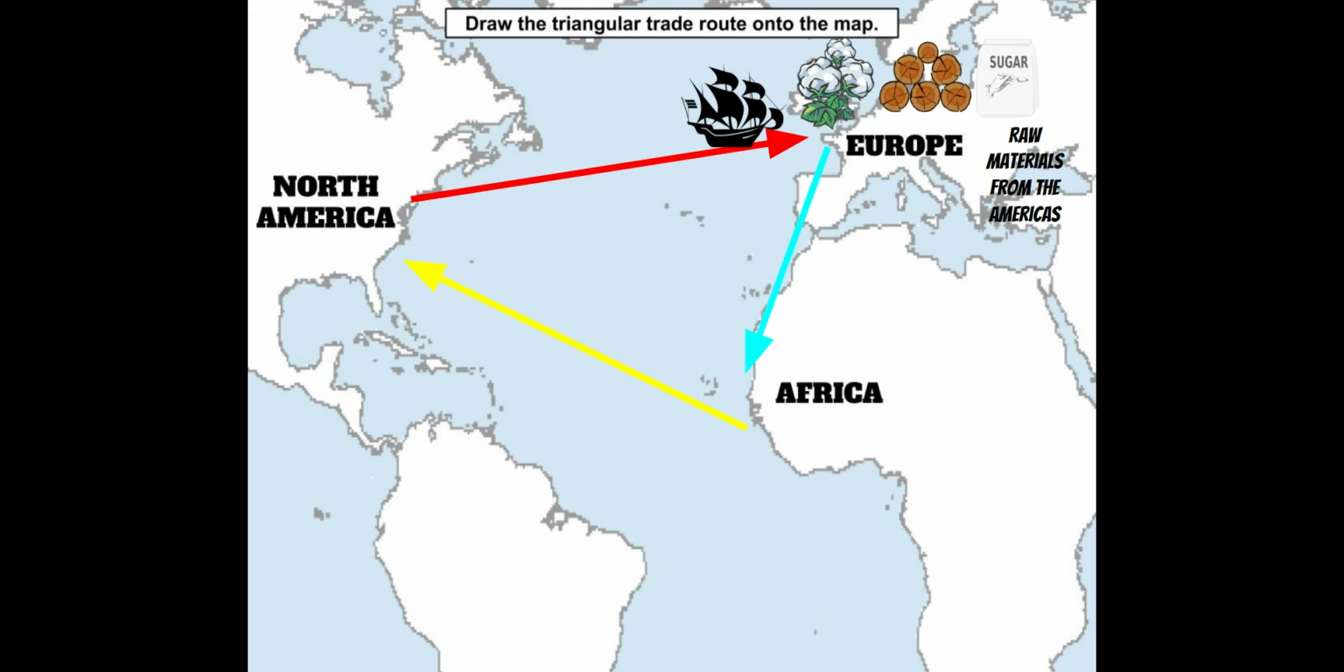So this is how these three different parts of the trade route are connected, because Europe needed stuff from North America, North America needed slaves from Africa, and Africa wanted the manufactured goods from Europe. So all three of these legs of the trade were connected.